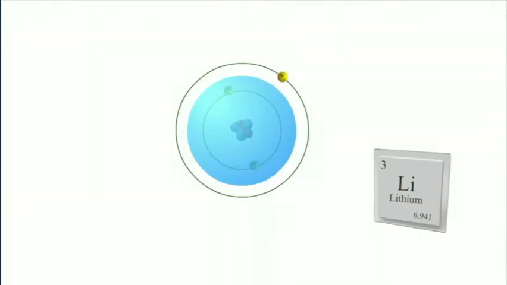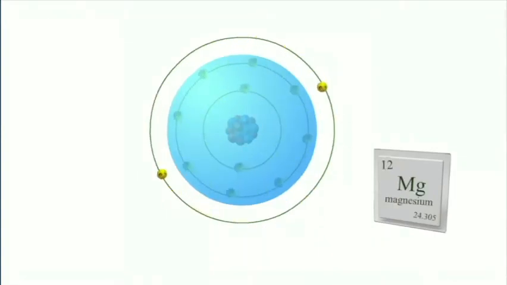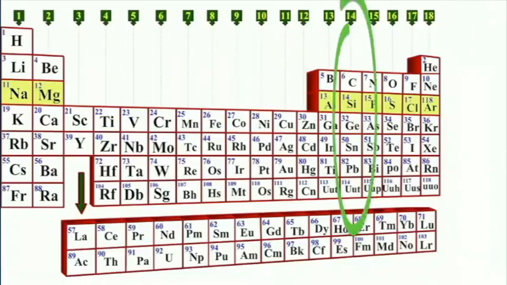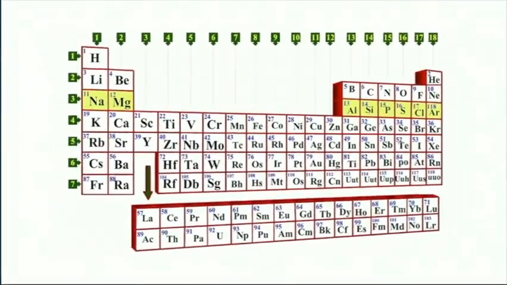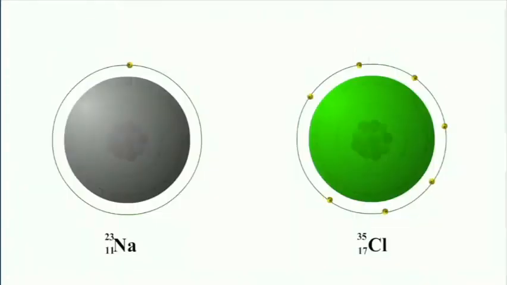Elements in group 1 have 1 electron in their outer shell, like lithium. Elements in group 2 have 2, like magnesium. Elements in group 13 have 3, like aluminum. Elements in group 14 have 4 electrons in their outer shell, and so on. Sodium and chlorine, which are in the same period as the noble gas argon, both follow the octet rule. That is, both elements react so they have 8 electrons in their outer shell.